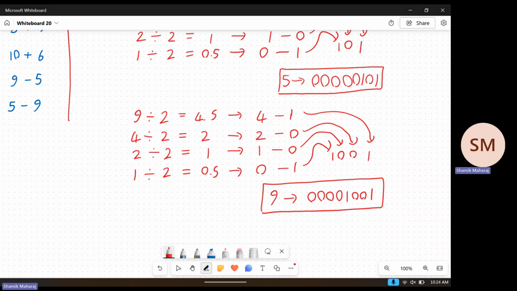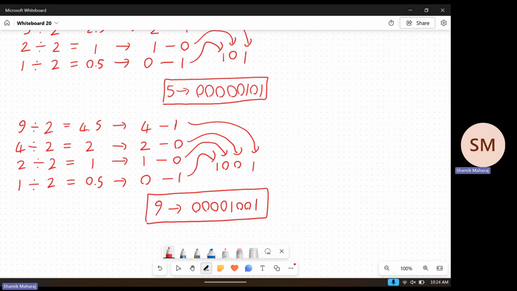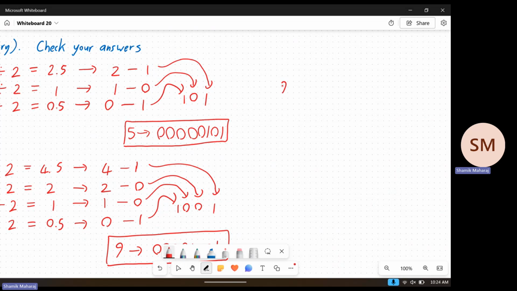On top, we have 2 to the 0. 2 to the 1 is not there. 2 squared is there. So 2 squared is 4. 2 to the 0 is 1. 4 plus 1 gives us 5. So that's fine. So that works out. So now adding 9 and 5 in decimal, we can do that easily. We can do that with our eyes closed. That's not a problem. So I'll just write here, 9 plus 5 in decimal gives us 14.